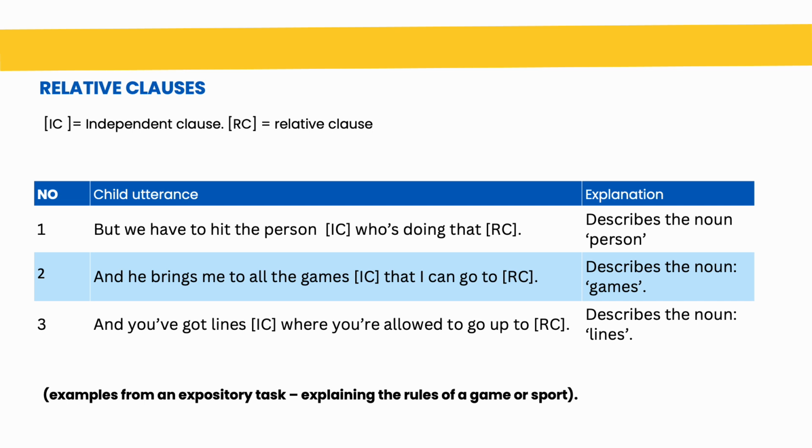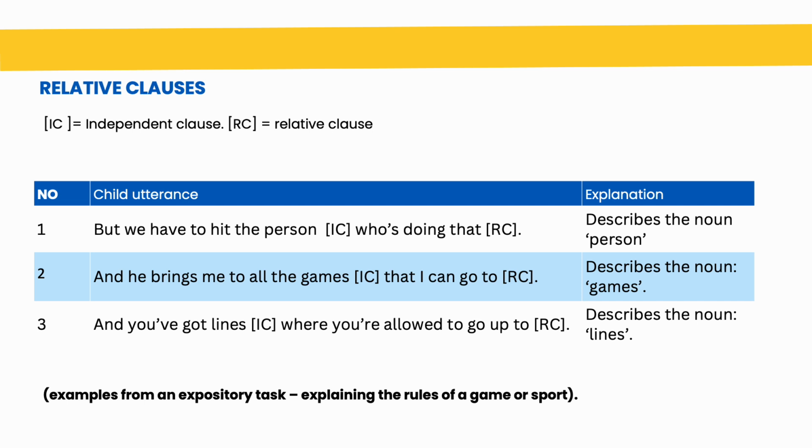So let's look at examples. First of all, relative clauses, where IC stands for independent clause and RC is the relative clause. Number 1, and these examples are from a child who explained the rules of a game. This child said, but we have to hit the person who's doing that. So who's doing that is a relative clause, and it gives us more information about the noun, the person. The second one, and he brings me to all the games that I can go to. It's another relative clause. That I can go to gives us more information about games.